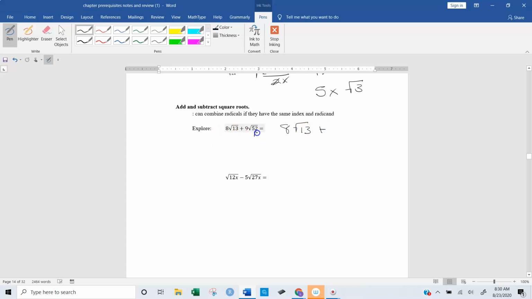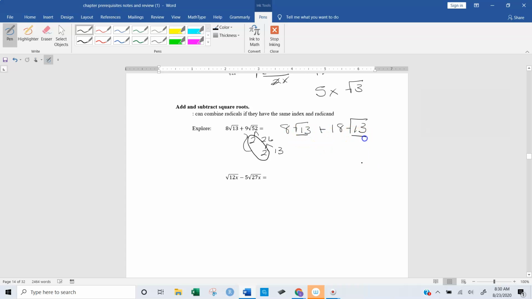Well, 52, not sure what goes in there. Let's try a few things. I know 2 will go in there. 2 and 26. Well, that's not helping me out. Well, 26 I know has a 2 in it. 2 and 13. Oh, I have a group of 2s. So I could have said 4 times 13, and the square root of 4 is 2. And then I have to take the 2 times the 9, which gives me 18, and I'm left with a square root of 13 inside the radical.